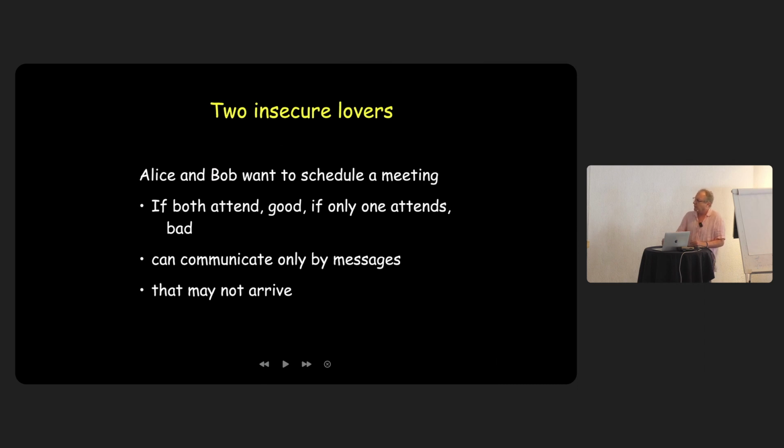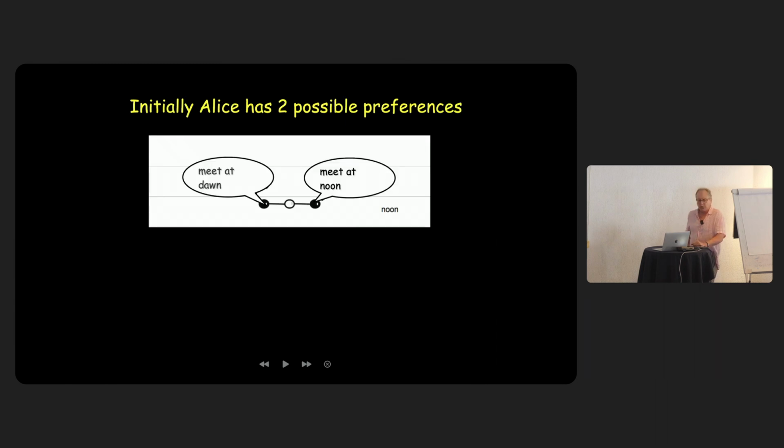Alice and Bob want to schedule a meeting. If both attend, it's good. If only one attends, it's bad. Communication is only by SMS messages. You know that usually the SMS messages arrive fast and on time, but also you know that sometimes they may be lost or may be delayed. And still Alice and Bob want to schedule a meeting in a way that either both attend or neither of them attends. So how do you prove this impossibility?